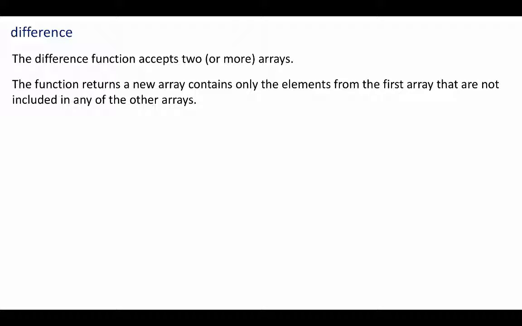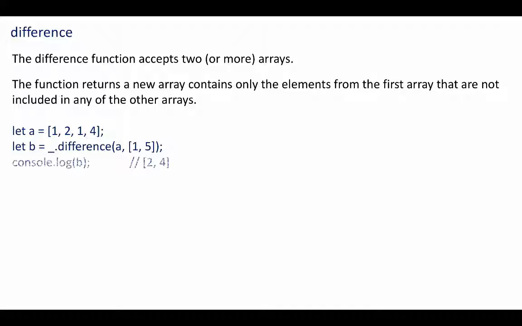Another interesting function is the difference function. It accepts two or more arrays, and this function returns a new array that contains only the elements from the first one that are not included in any of the other arrays. So for example, if we have this A array, and I'm activating underscore.difference and passing the A array and the second array 1 and 5, B would contain only 2 and 4, which are the only elements in A that are not included in the second array.